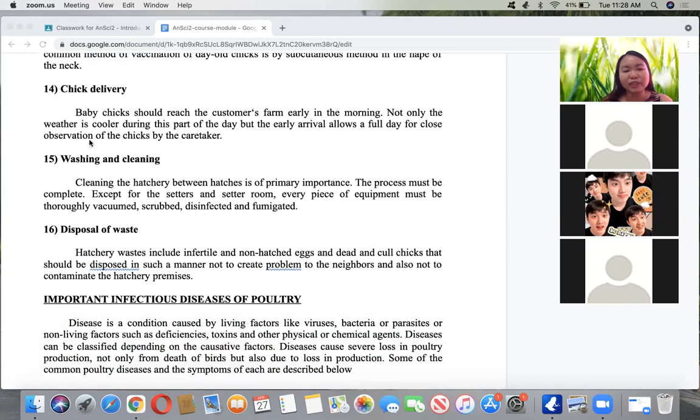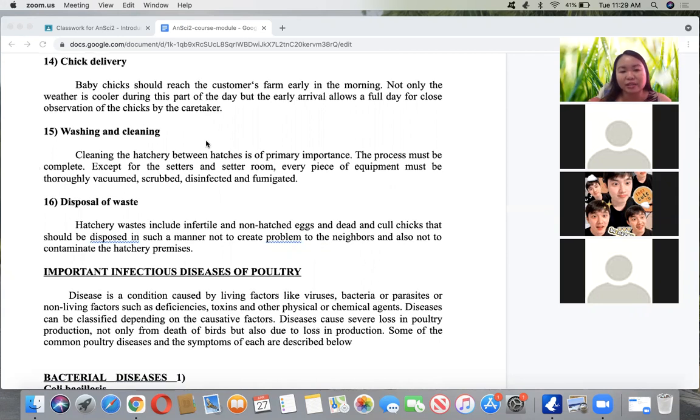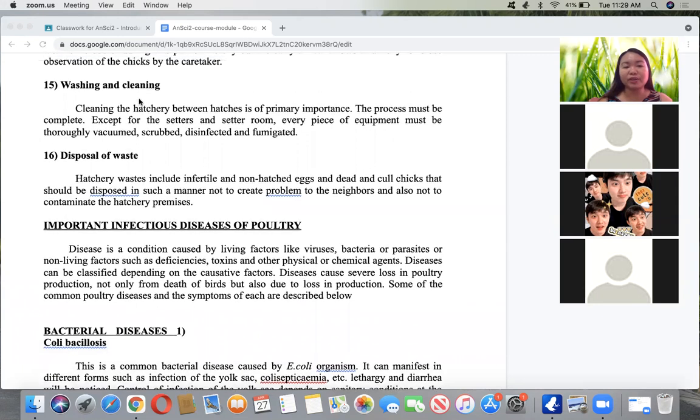When delivering chicks, they should reach the customer farm early in the morning. Not only is the weather cooler during this part of the day, but the early arrival allows a full day for close observation of the chicks by the caretaker. So it should be at dawn or early in the morning.